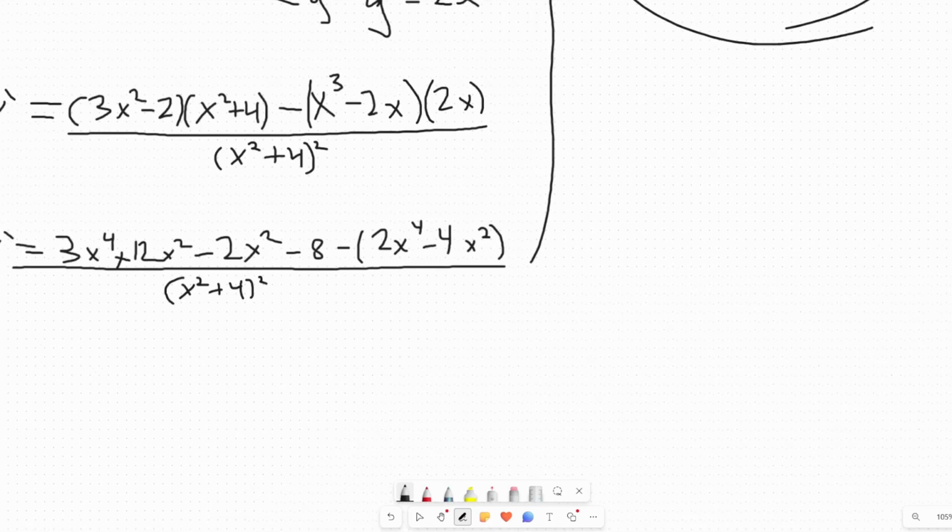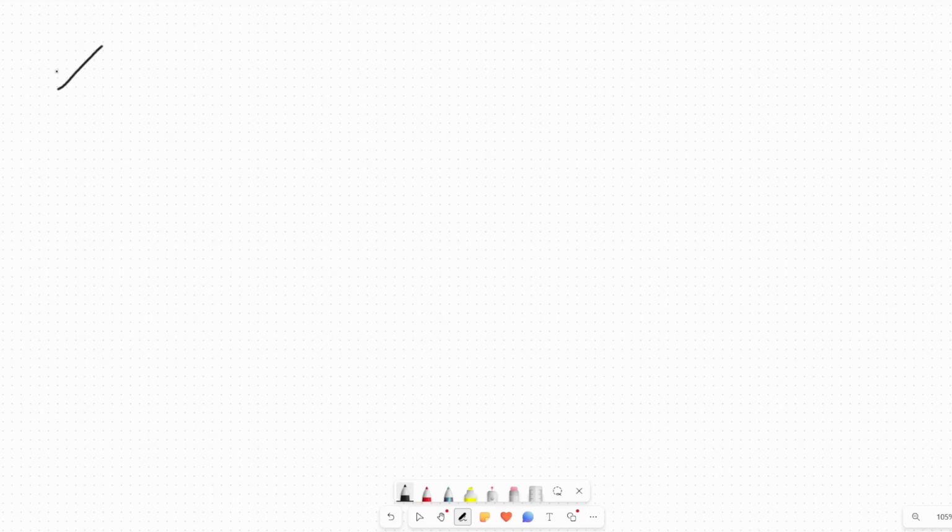And next question. Now we have y is equal to x squared over root x plus 1. All right. Try it for yourself. X squared, don't be scared. It's pretty straightforward. So let's get into it.